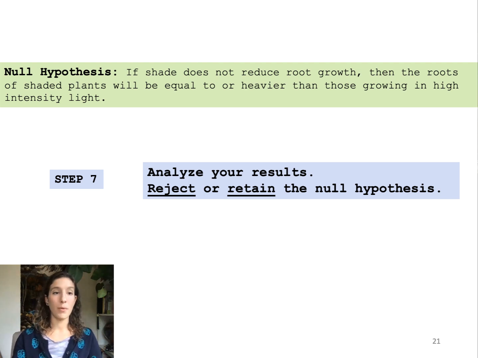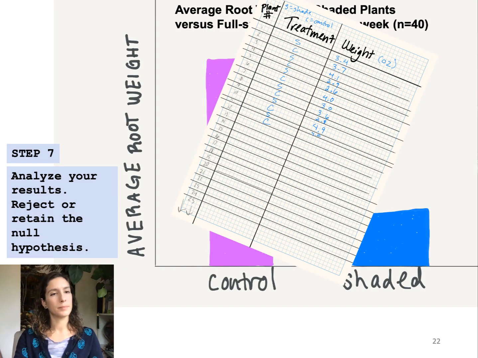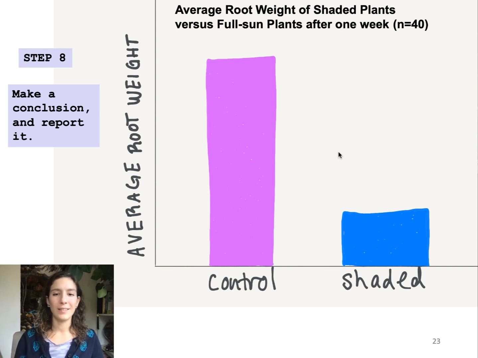So here, remember, the null was if shade does not reduce root growth, then roots of shaded plants will be equal to or heavier than those growing in high intensity light. So you need to analyze your results. Again, just a picture for what step 7 might look like. You've got your data sheet, and then you make some sort of figure that shows your results. This I've just whipped up in a second, just for the purposes of our lab this week.